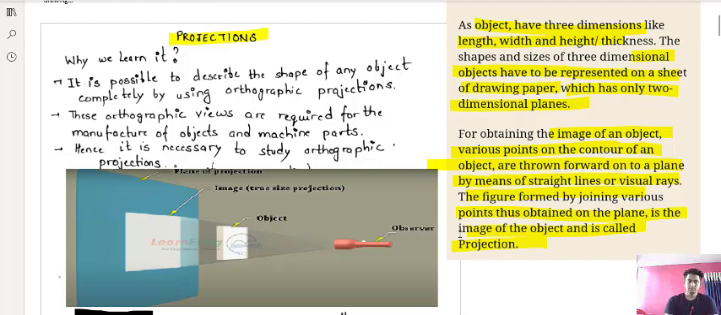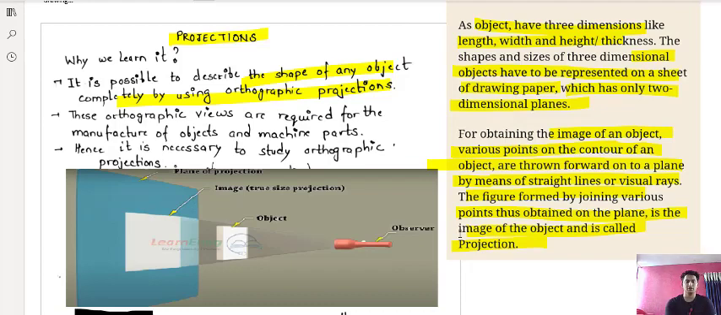So why are we learning it? It is possible to describe the shape of an object completely by using orthographic projection. What do you mean by orthographic projection? We will see it further. But if you want to define the shape of an object from 3D, we want to make it in 2 dimensions. So what is the shape of that object in that view? That is the meaning of projection. That is why we are learning how to make a 3-dimensional object into a 2-dimensional one.